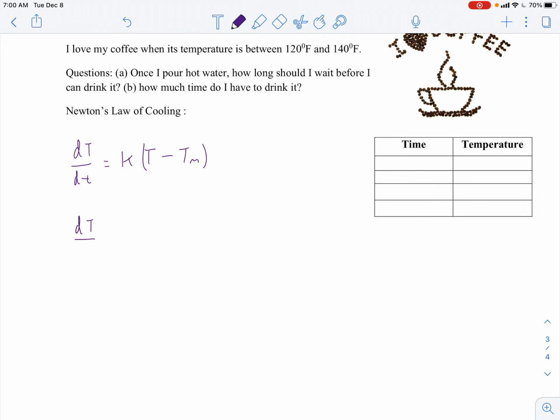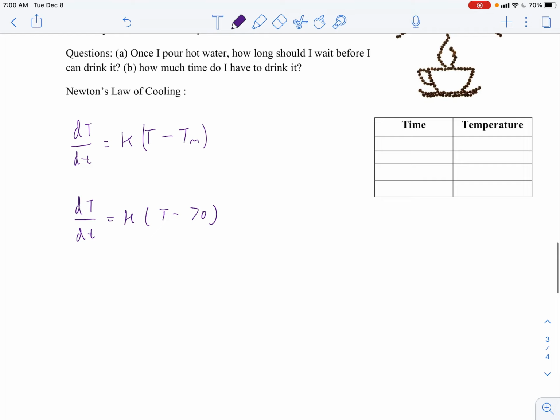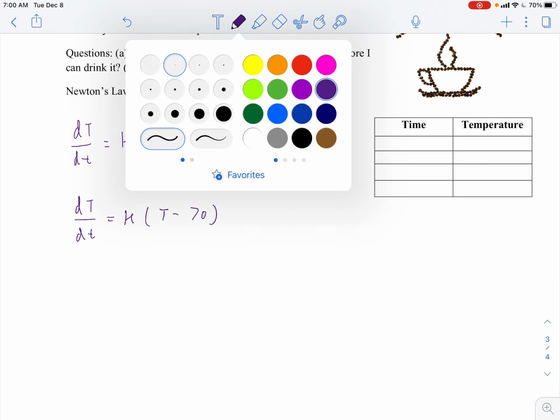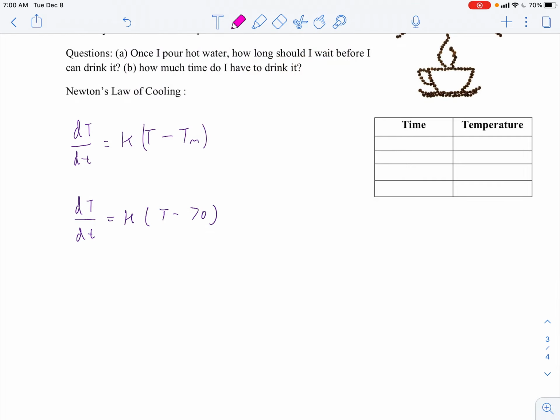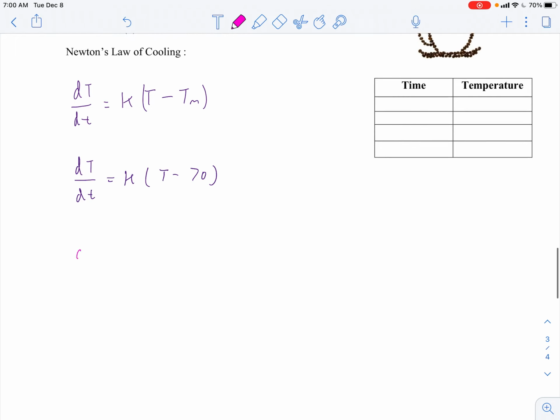Well, the surrounding temperature in my classroom, the setting is 70 degrees. So k, and then we'll have T minus 70 degrees Fahrenheit. Now we're dealing with everything in degrees Fahrenheit, as you can see by the 120 and 140 above. Now we're going to solve this differential equation. Hopefully you notice this is, again, separation of variables. We bring everything with a capital T to the left and everything with the lowercase t to the right. So dT over T minus 70 corresponds to k times dt.